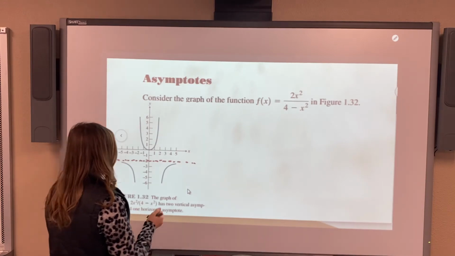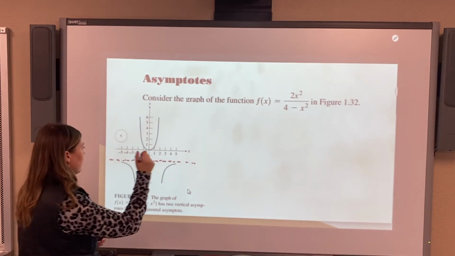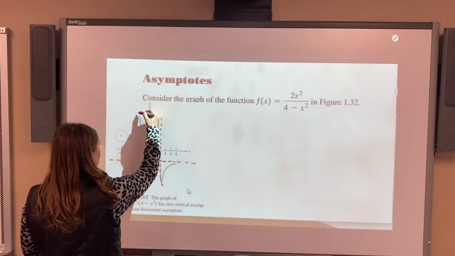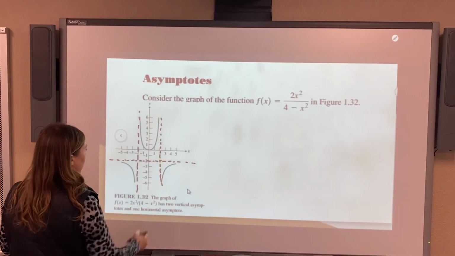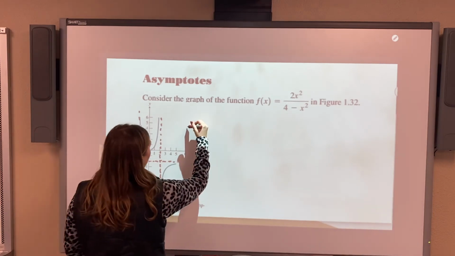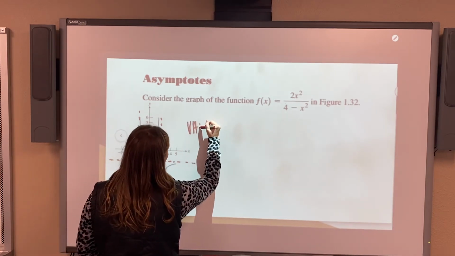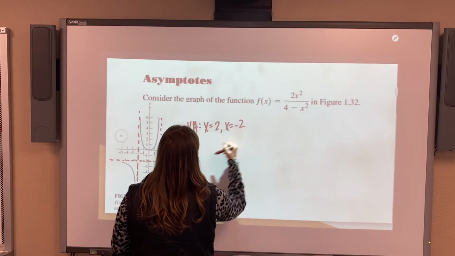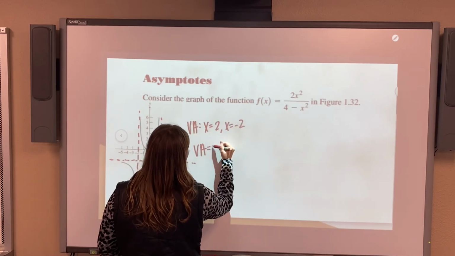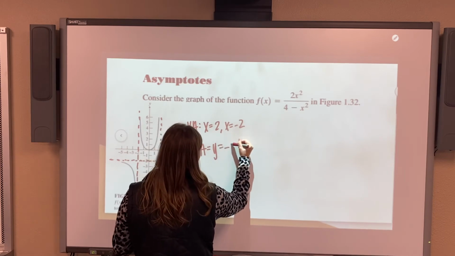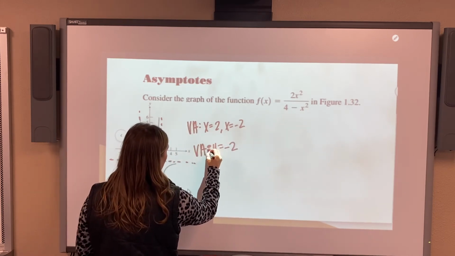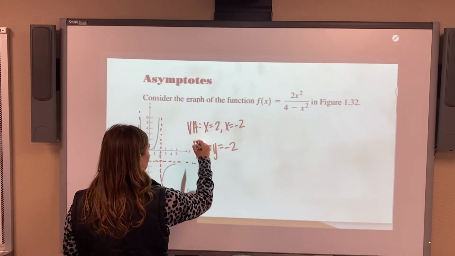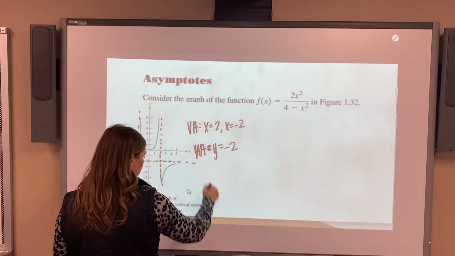Then if we look at our vertical asymptotes, they would be at 2 and at -2. So your vertical asymptotes would be at x equals 2 and x equals -2. And then your horizontal asymptote would be at y equals -2. I said VA for both, wow. HA is horizontal asymptote. VA is vertical asymptotes.